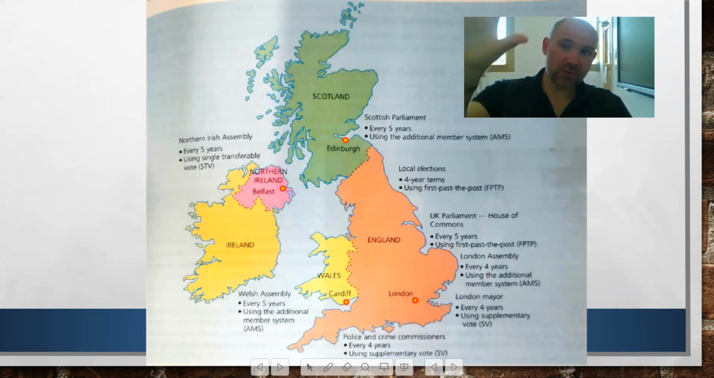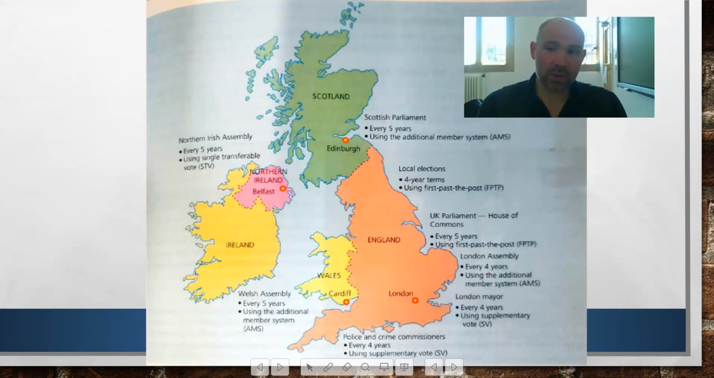It used to be used when we were a member of the EU, when we had to elect our MEPs, that's members of the European Parliament, in that system, which is why we're covering it today.